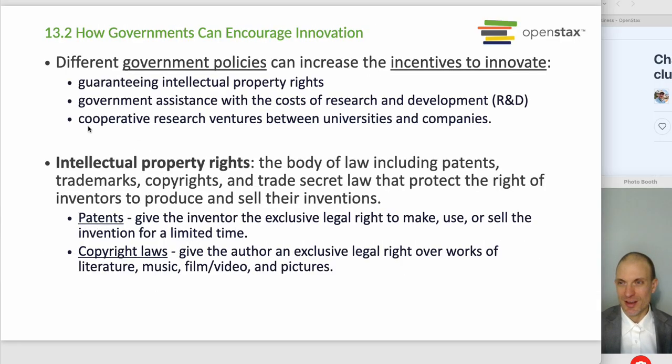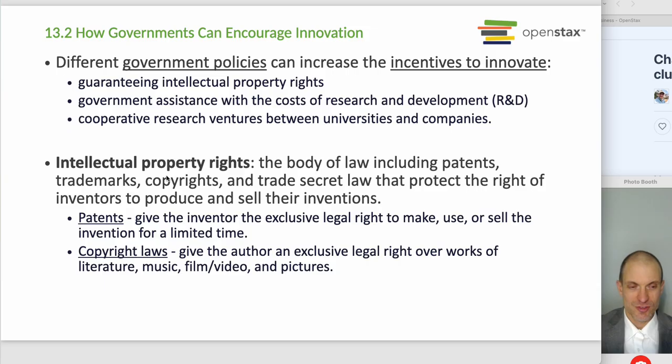Okay. All right, how different government policies can increase incentives to innovate. Guaranteeing intellectual property rights, government assistance with the cost of research and development, and cooperative research ventures between universities and companies. So government policies can change the incentive structure so that there's more investment in research and development, which creates more positive externalities, spillovers as technology improves.